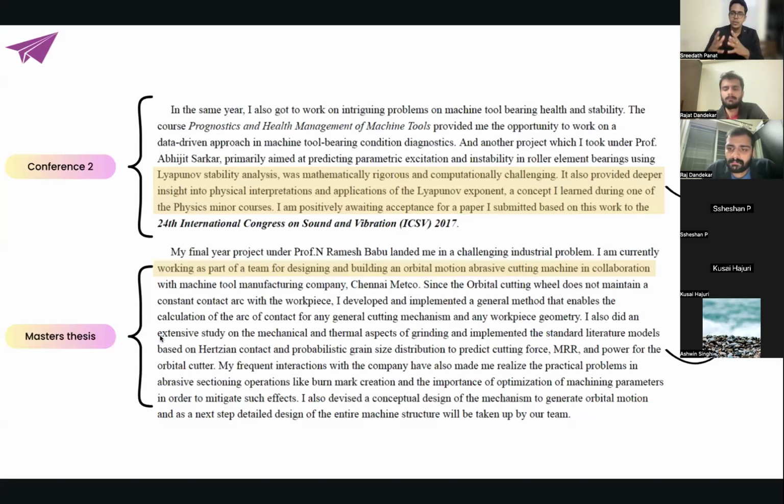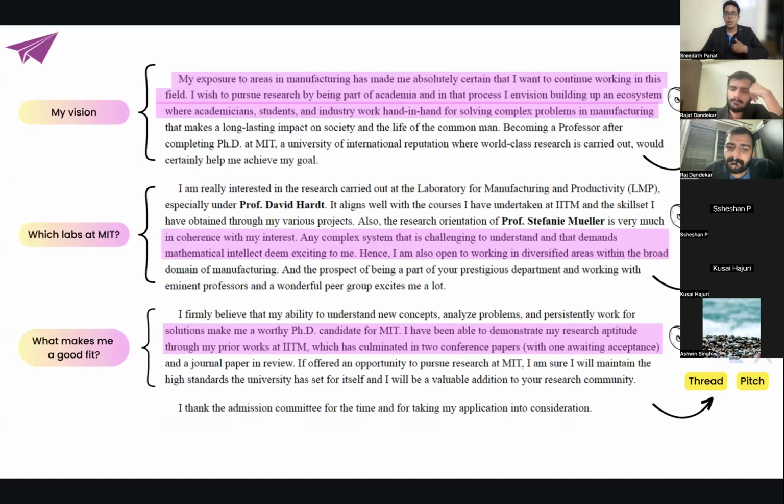And this was also something one of my master's recommenders, who was my master's thesis guide, wrote in a very strong way in his LOR. So overall, even if this did not end up in anything tangible, I could make a strong hook out of this by weaving a very nice story. And this aspect of industry plus academia collaboration, I also talk about in one of the next paragraphs in what I want to do next.